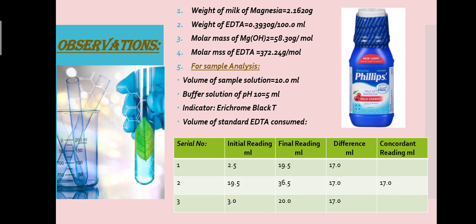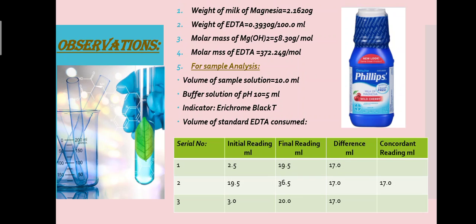For sample analysis, volume of sample solution is 10 ml. Buffer solution of pH 10 is 5 ml. Indicator Eriochrome Black T. Volume of standard EDTA consumed: after performing the analysis, these readings are obtained and the concordant reading is 17.0 ml.